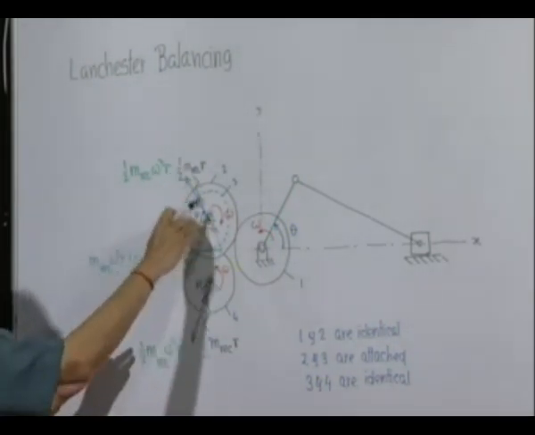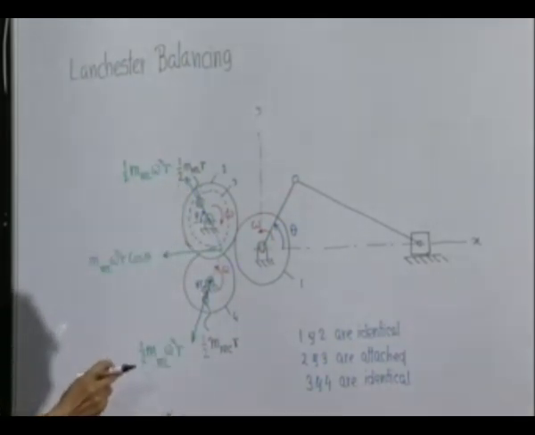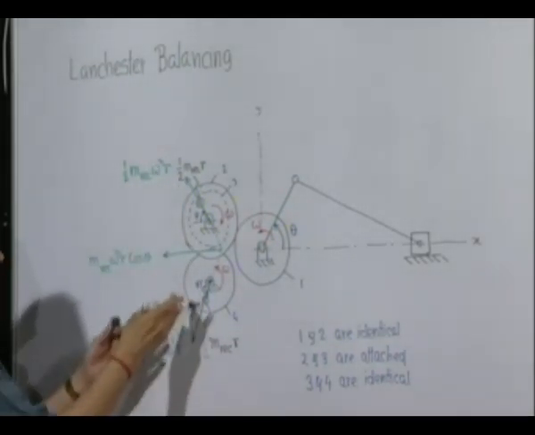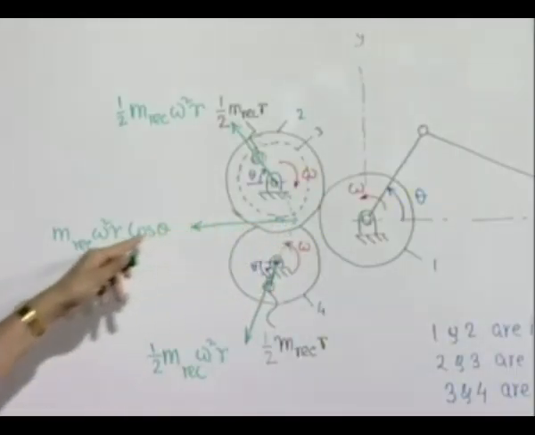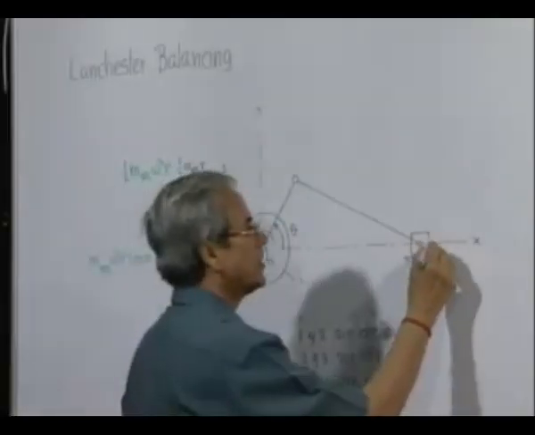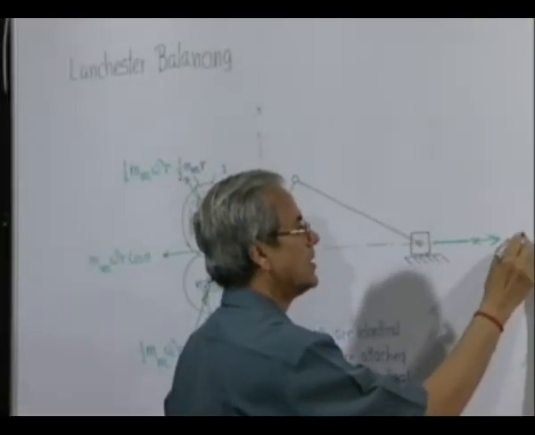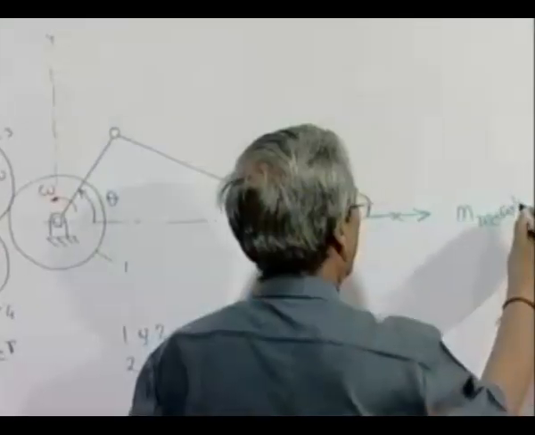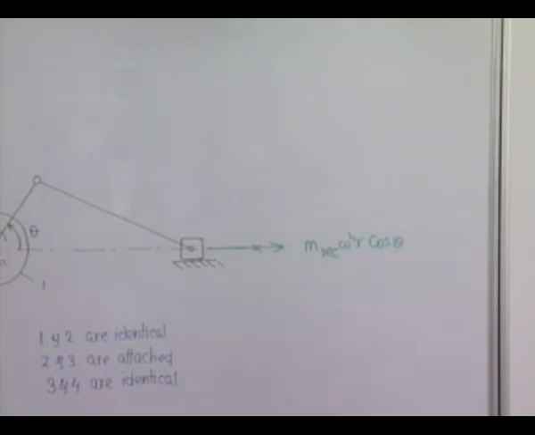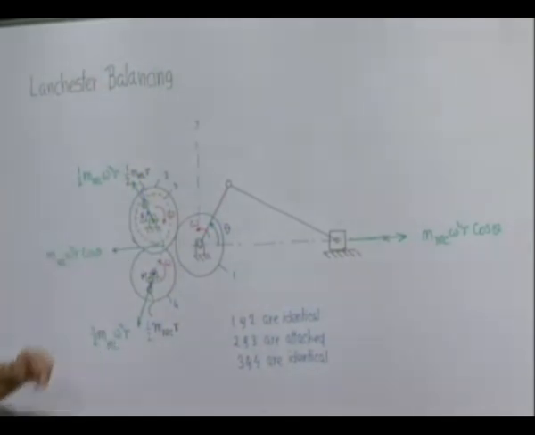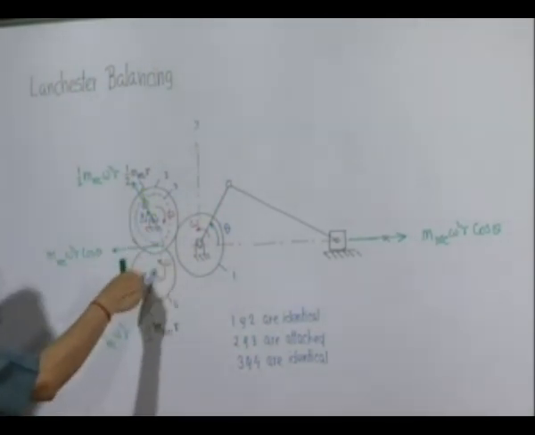The x component of this is in this direction, cosine theta, half M reciprocating omega square r. The component of this along the x direction is again half M reciprocating omega square r cosine theta combined, that is the force produced at this instant. So the unbalanced inertia force generated by the slider and the resultant of the unbalanced centrifugal force produced by these Lanchester balance masses placed here will neutralize the effects of each other. As you can see, the resultant of this and this will be in this direction.